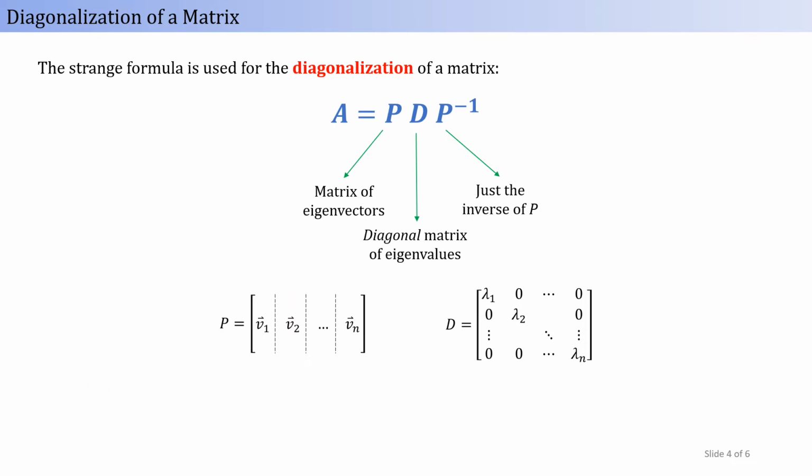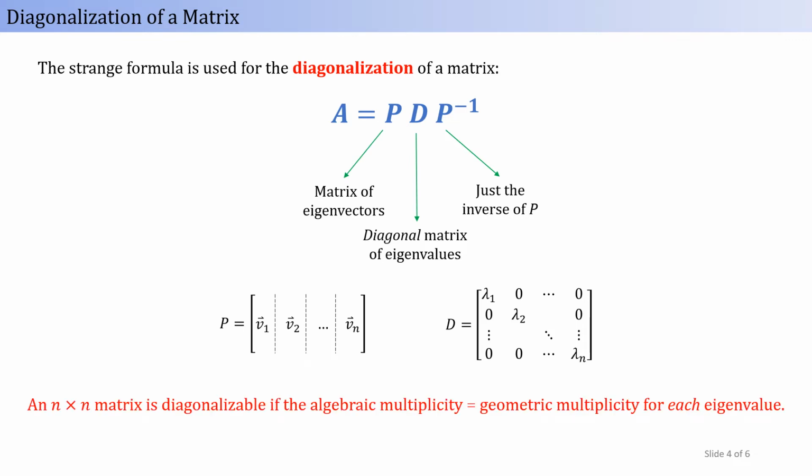So does this always work? Well, obviously the matrix has to be square, n by n, and if for each eigenvalue the algebraic multiplicity is the same as the geometric multiplicity, then this formula works. Then the matrix is diagonalizable.